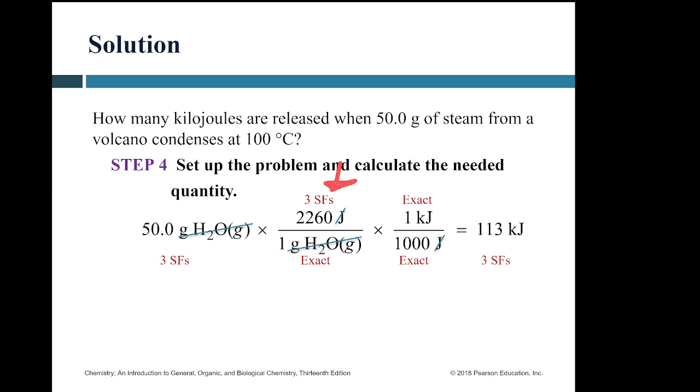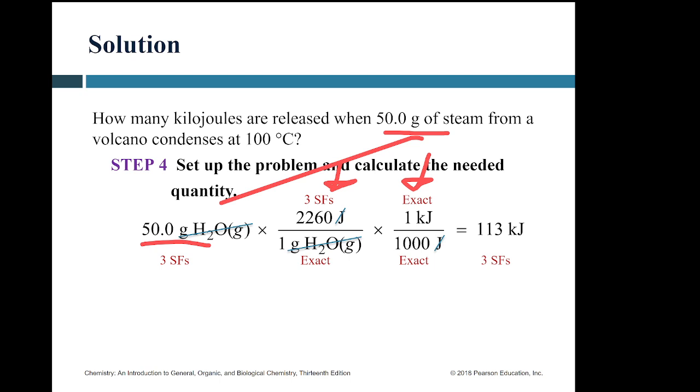So right there, being the heat of vaporization or heat of condensation. Right here being my prefix conversion, going from joules to kilojoules. And finally, we need to get rid of grams of water here. And so we take the 50 grams of water and we use that. Okay. Did I lose anybody?